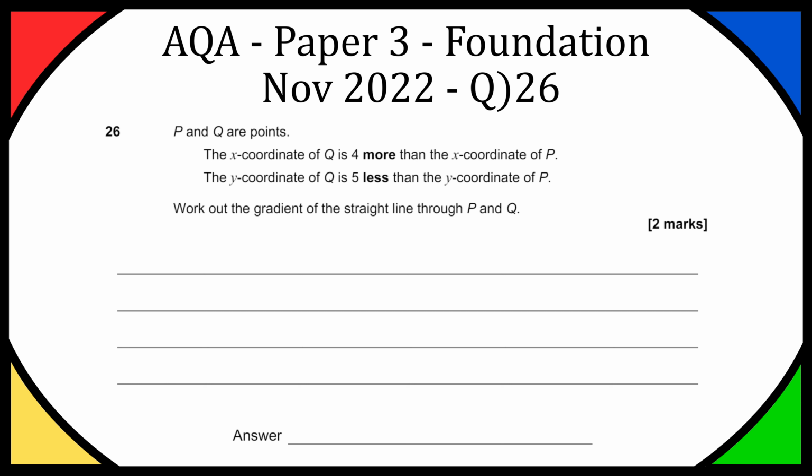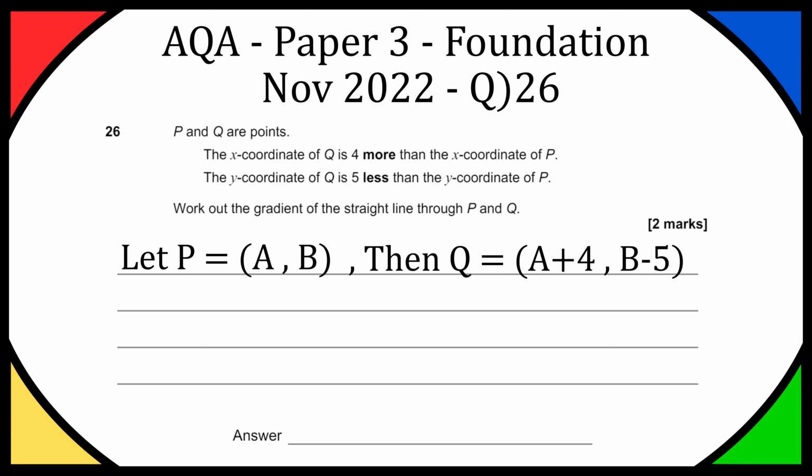So in the mark scheme, I remember looking over it and they set P as 0, 0, but I answered the question slightly differently. So I let P equal (a, b) because we don't really know what P is, but if we say it's (a, b), then we can work out Q. That's because we're told the coordinates of Q are 4 more than P for the x-coordinate and 5 less than P for the y-coordinate. So Q is going to be equal to (a plus 4, b minus 5).